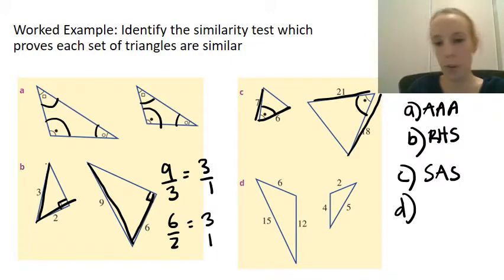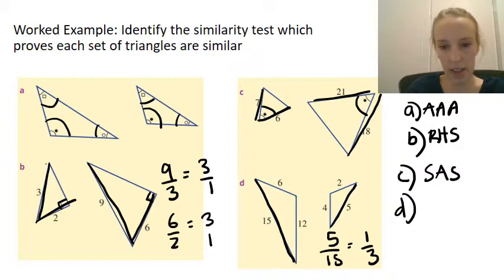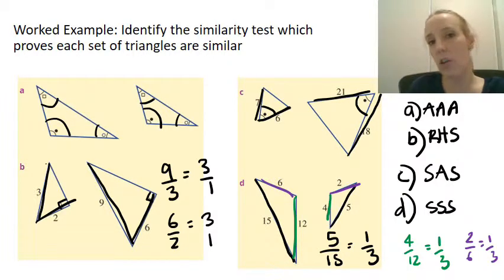So if we look at corresponding sides, this is our longest one here, and this is our longest side here. So that's 5 over 15, so that's 1 over 3. Our next longest side is this one here and this one here. So that's 4 over 12, 1 over 3. And if we test our last side, which is our shortest, it's 2 and 6, so 2 over 6, that's 1 over 3. So again, they're all in the same ratio, so it's just side, side, side. So they're the tests that we'd use for that one there.